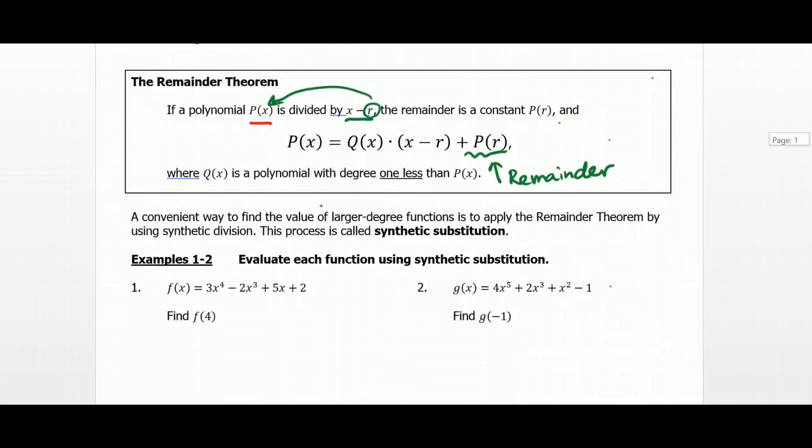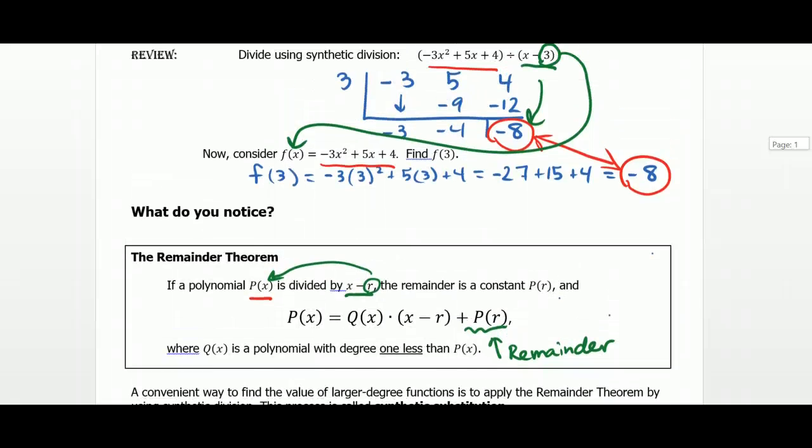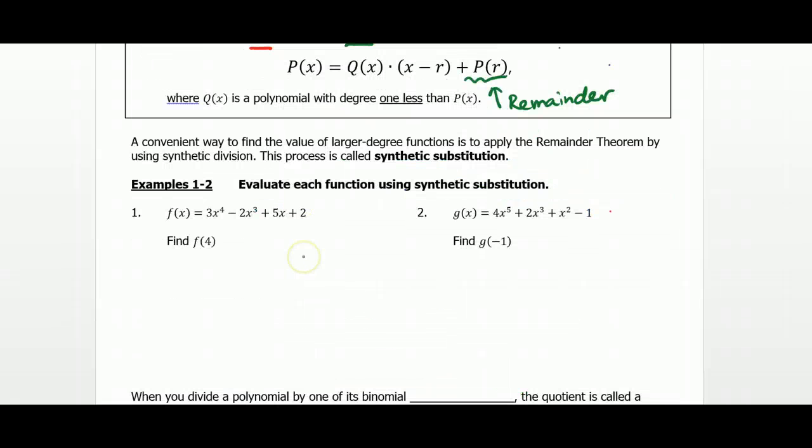So that is what the Remainder Theorem is basically saying. It's saying that when you do synthetic division on a polynomial, the remainder matches what you would get when you evaluate that function for that same input value, in this case up here a 3. So now let's practice that concept with some examples. You'll notice this gives us a really nice way of evaluating functions that have a large degree, because now we're going to use this process.